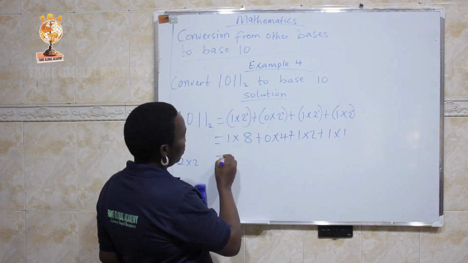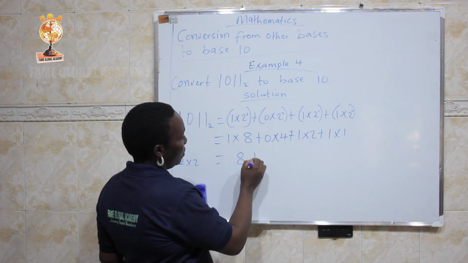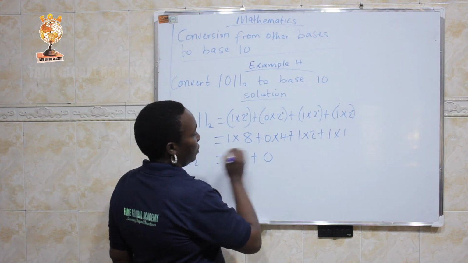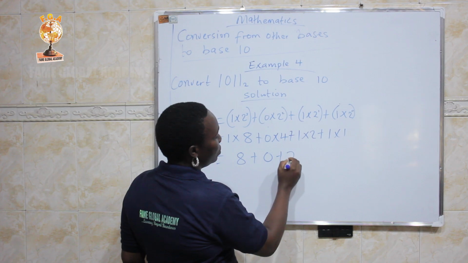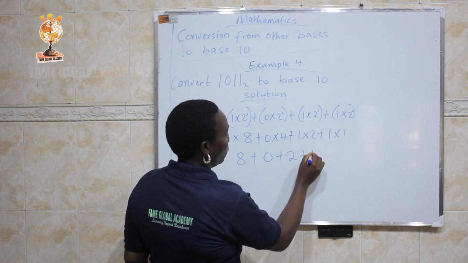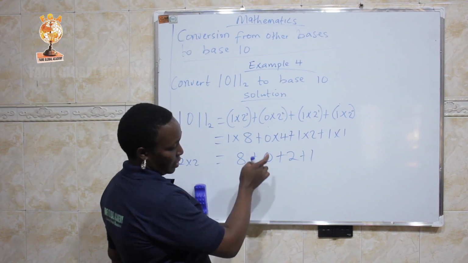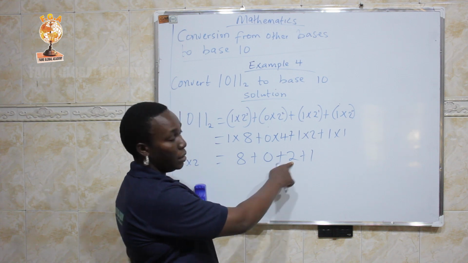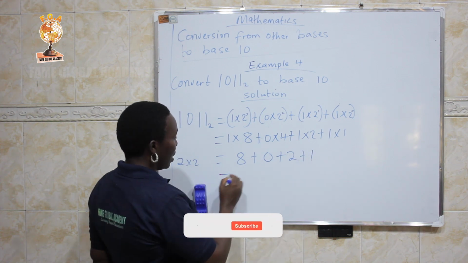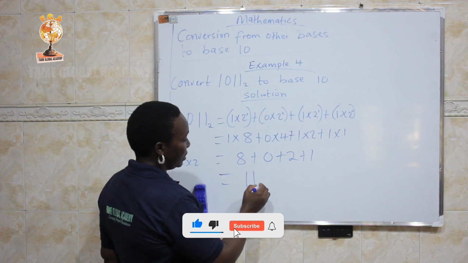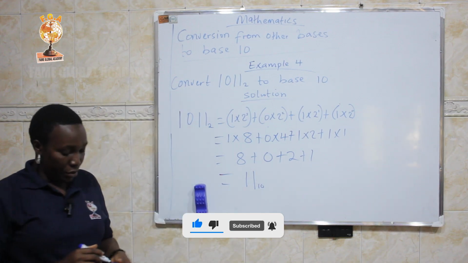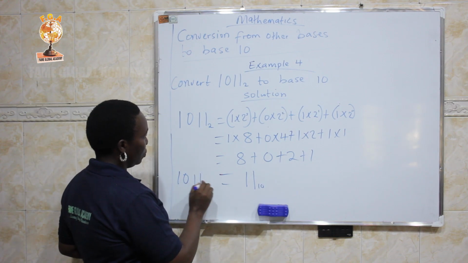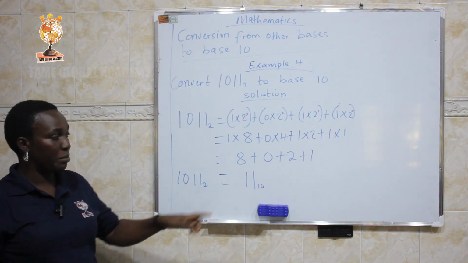Okay, so let's continue. This is 1 times 8 will give us 8, plus 0 times 4. Any number multiplied by 0, the answer is 0. Okay, plus 1 times 2, 2, plus 1 times 1, 1. Okay, so let's add everything together. This is 0, so this is cancelled already. This is 8 plus 2, which is 10, plus 1, which is what? 11. So our final answer is 11 base 10. So 1011 base 2 is equal to 11 base 10.